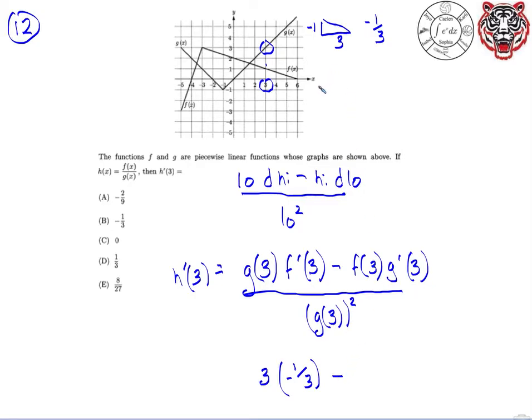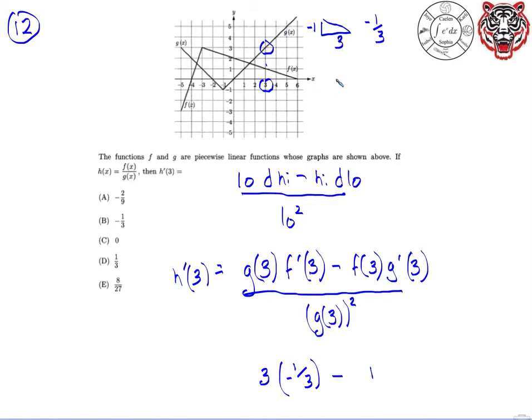What is f of 3? F of 3 is 1. It is the height at 3. So I'm looking at f. The height here is 1. All right, what is g prime of 3? I need to find the slope of this line. What is the slope of that line?